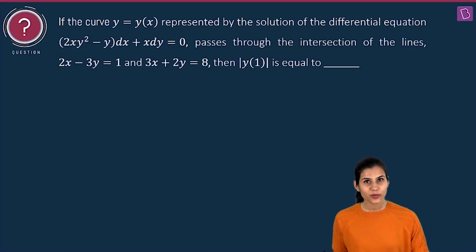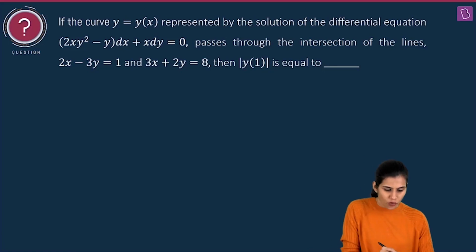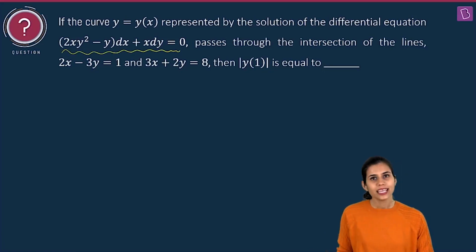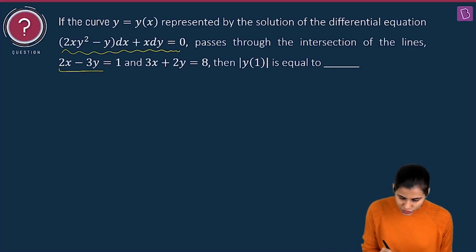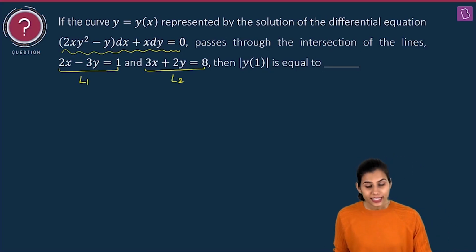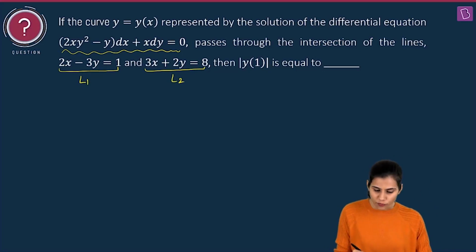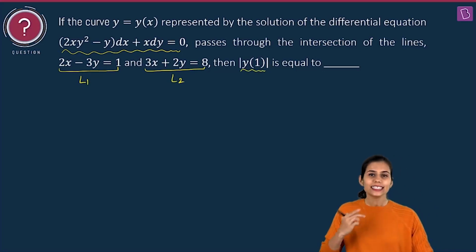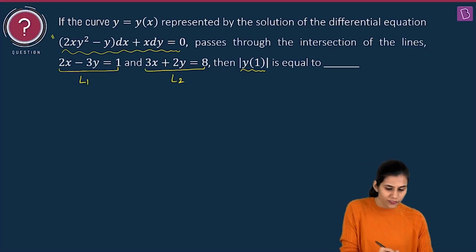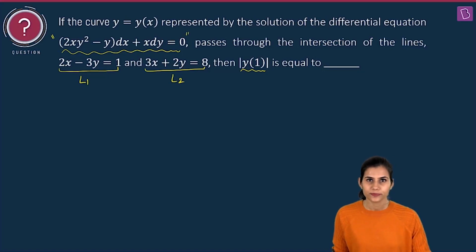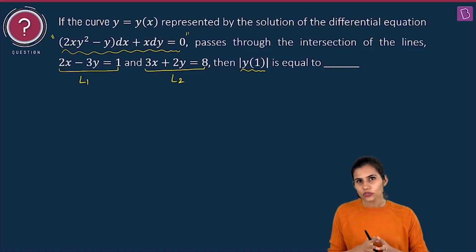Coming up from differential equations is this beautiful question. Let's see what it says. It is giving us a curve which is representing the solution of this very differential equation. And the question says that this solution curve is actually passing through the point of intersection of these two lines, line 1 and line 2. Then you have to compute the absolute value of y of 1. This is an initial value problem which is first of all demanding from you the concept of solving this differential equation. So did you understand the drill that we are going to adopt here?